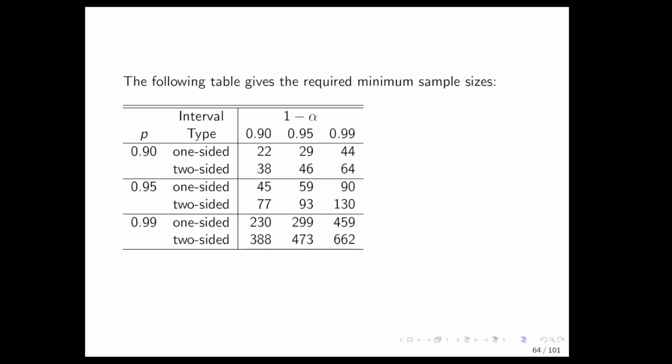So the minimum sample sizes, I have listed here for both the one-sided and two-sided. For example, if P is 0.9 and 1 minus alpha is 0.95, the minimum sample size is 29 for a one-sided limit to exist and 46 for the two-sided tolerance interval to exist. Of course, if you want P and 1 minus alpha to be very big, the sample size requirement could drastically go up.